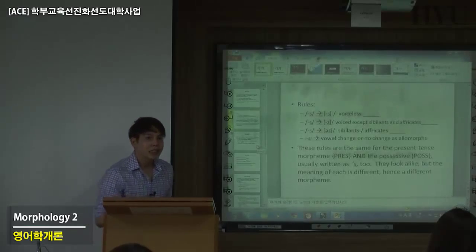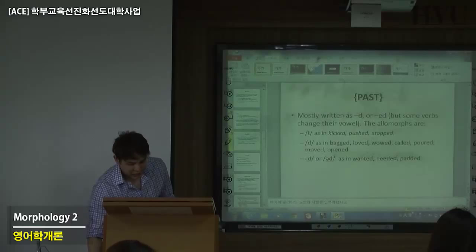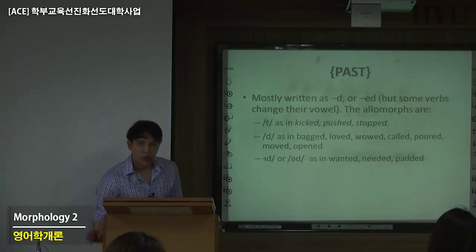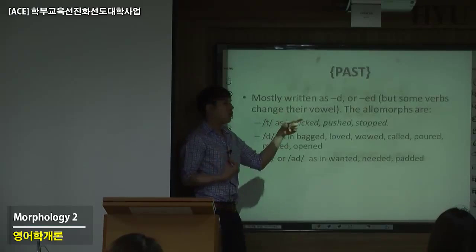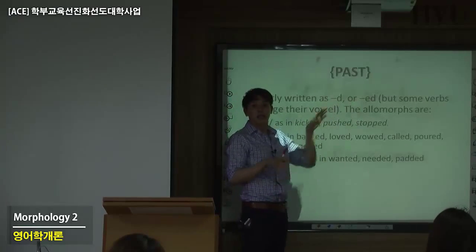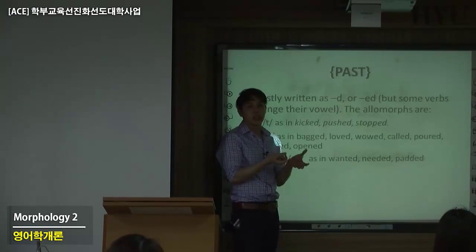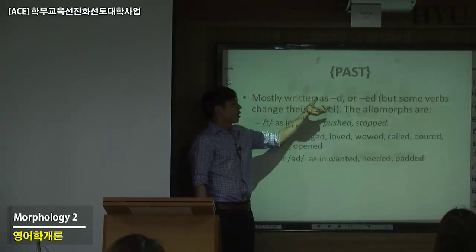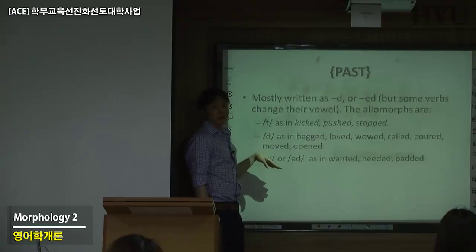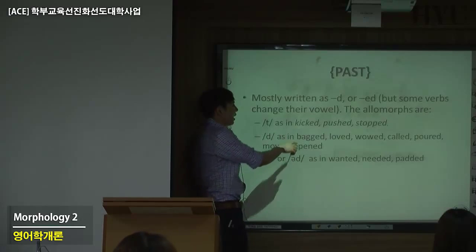For the past tense, there are also allomorphs of the past tense morpheme in English. When we write, we usually add the D or the ED for regular verbs. But for irregular verbs, we just change them, right? Eat, ate, like that. So for the regular verbs, at least, we have three forms, T, D, and id or ud, as the allomorphs of the past tense.